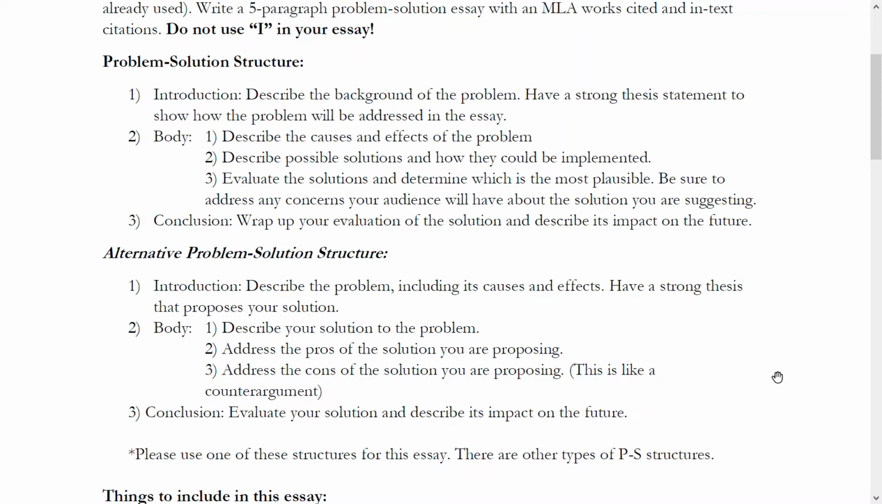Second body paragraph is about pros of the solution you are proposing. So here you're focusing on one main solution, and here are all the reasons we think it's good. Third body paragraph is all the problems that could arise from the solution, so the cons of the solution. Kind of like a counter argument. What are people going to say? Is it too expensive? Is it not feasible for certain groups of people? That kind of thing. And then your conclusion, you evaluate your solution and basically explain why it's still a good solution, and again, how it will impact the future.